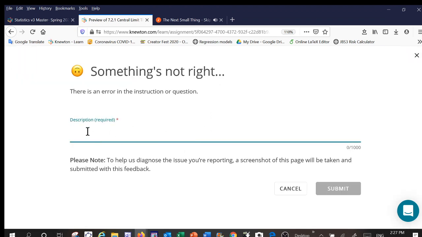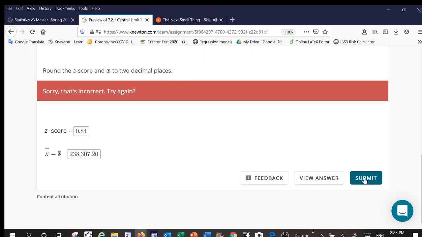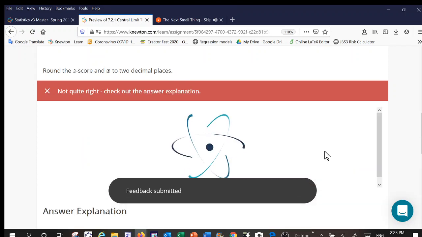My answer from the calculator inverse normal is counted wrong! Exclamation. There. And then we get your answer.